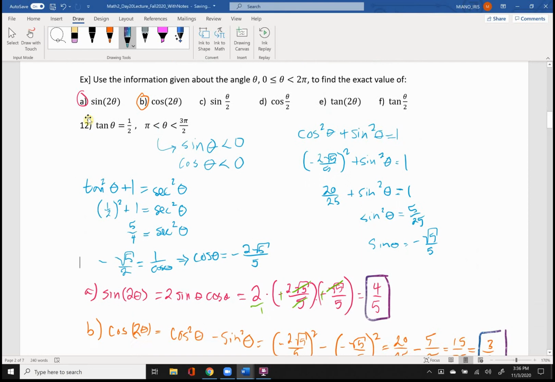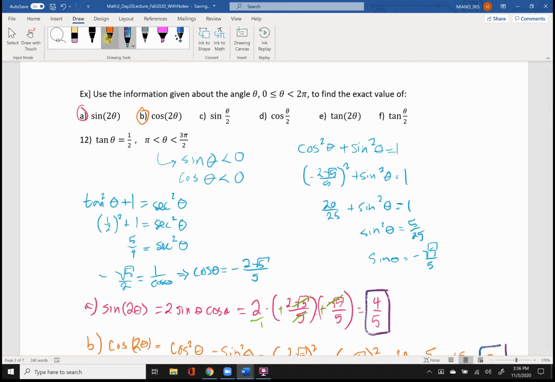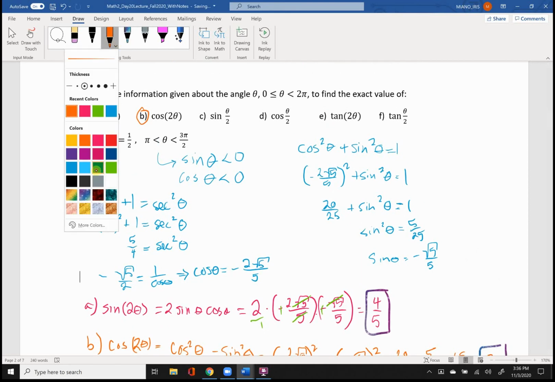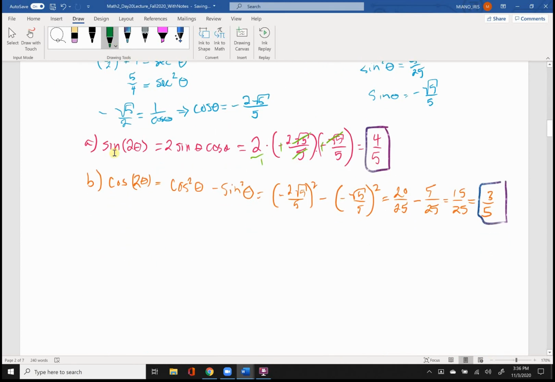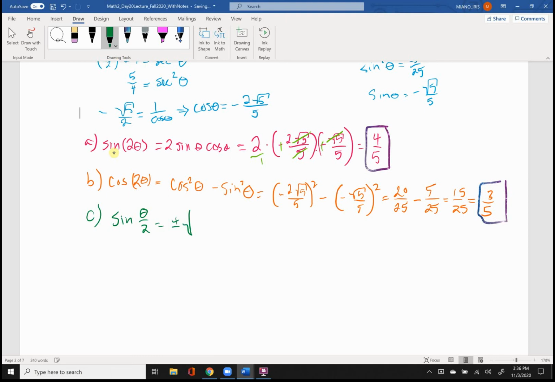Okay, what's next? We want the sine of theta over 2. So let's change the color yet again. Do this dark green. Sine of theta over 2. Oh, so the formula for that goes like this. We're going to take plus or minus the square root of 1 minus cosine theta over 2.